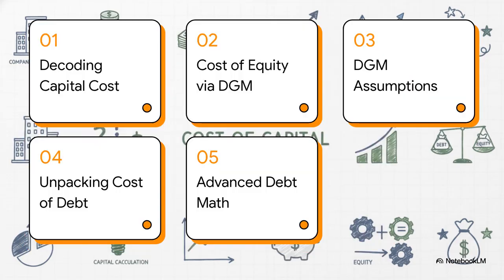Here's our roadmap for today. 1. Decoding cost of capital. 2. Cost of equity via GGM. 3. GGM assumptions and limitations. 4. Unpacking cost of debt. And 5. Advanced debt calculations. Let's get right into it.